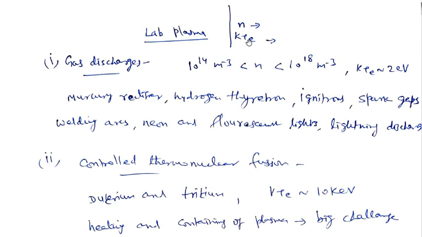Plasma has a wide range of density and temperature and varies over 28 orders of magnitude, from 10 to the power 6 to 10 to the power 34 per meter cube, while the temperature can vary over 7 orders, from 0.1 eV to 10 to the power 6 eV.